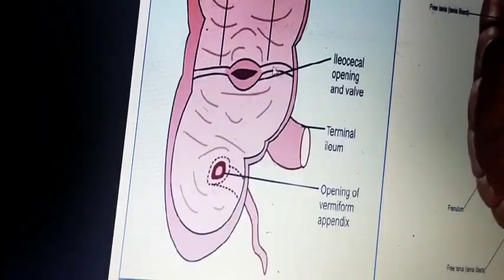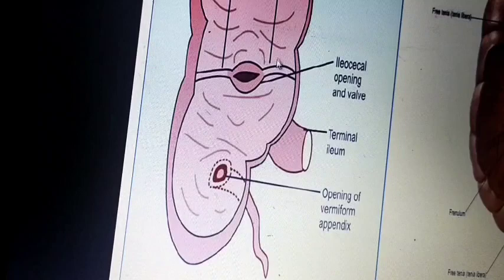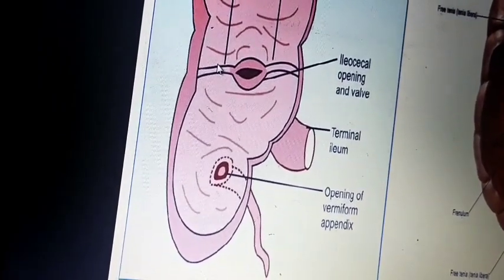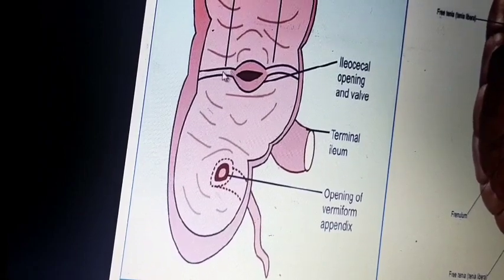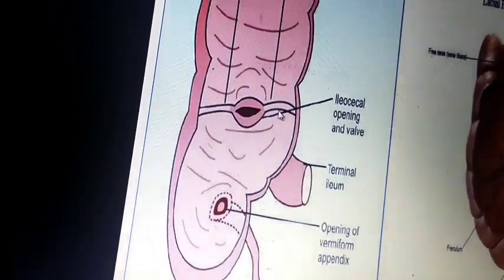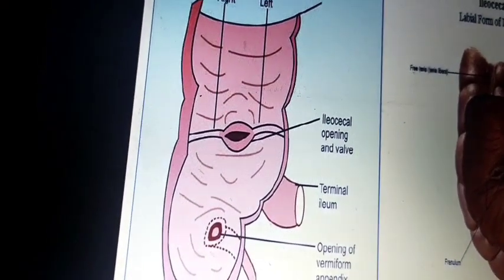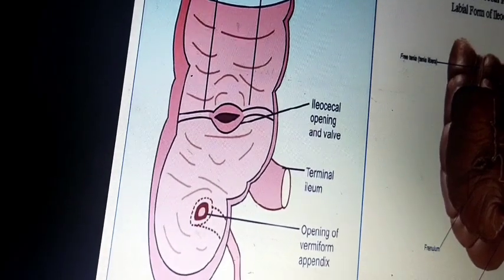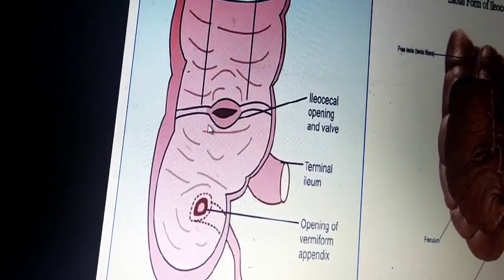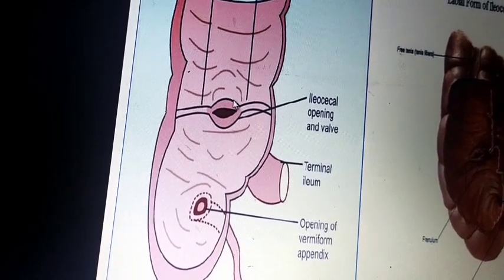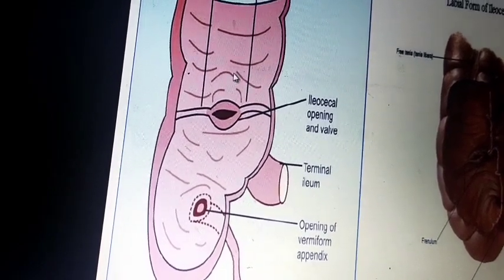These are called the frenulum. This is the left frenulum and this is the right frenulum. The right frenulum is larger or longer than the left frenulum. Then the lower lip connects the ileocecal junction, and the upper lip forms the ileocolic junction.